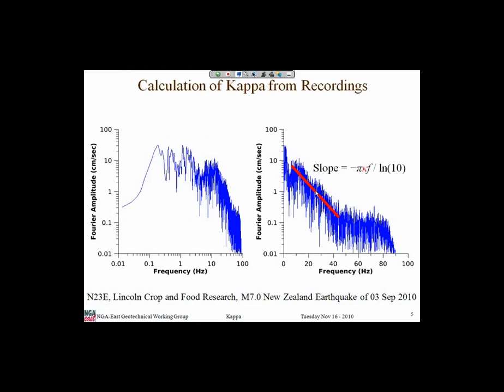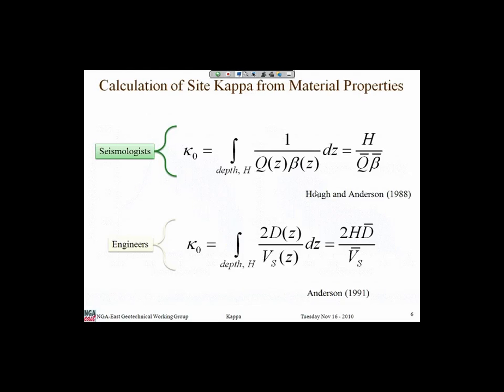So that's very nice. You can do that with existing records. In fact, they've done it for lots of different records. However, you can also calculate kappa directly from material properties, and here we get this difference between seismologists and engineers. It's the exact same equation, just two ways of looking at it.